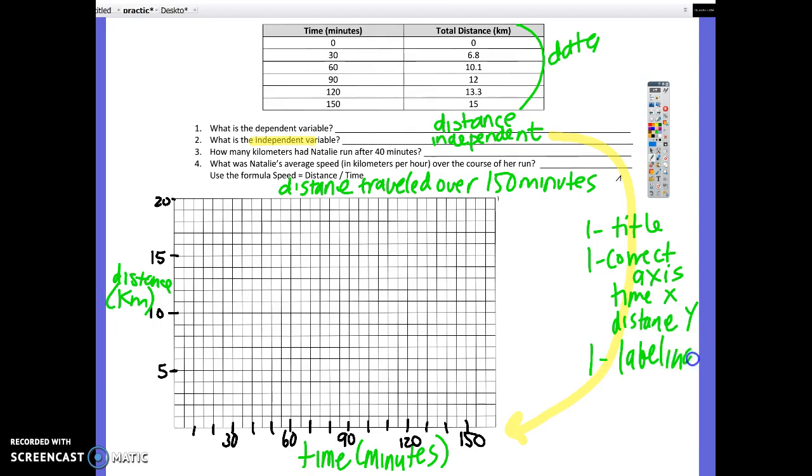Should this be a line graph or a bar graph? This should be a line graph. We have numbers for both axes, so this is going to be a line graph. And so then you would have gotten a point for properly making a line graph and properly graphing that data, not extending beyond the last point.